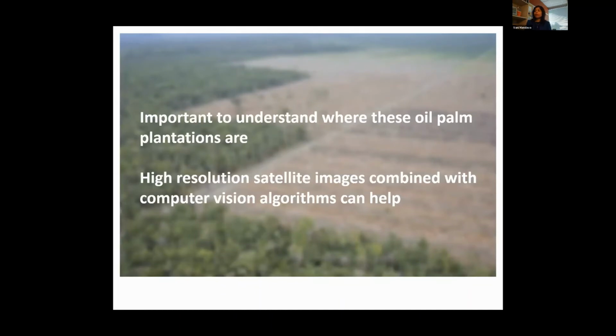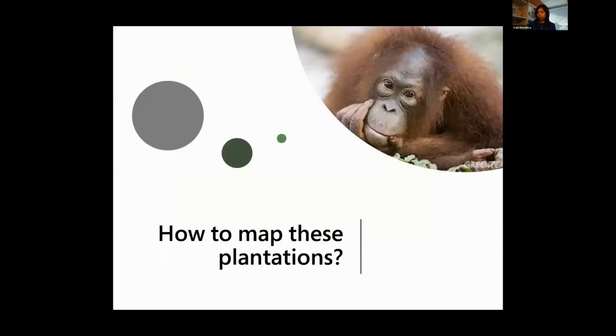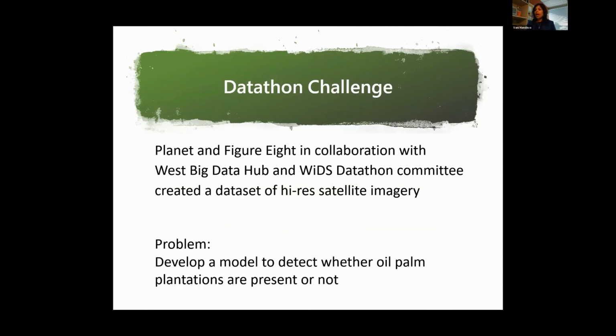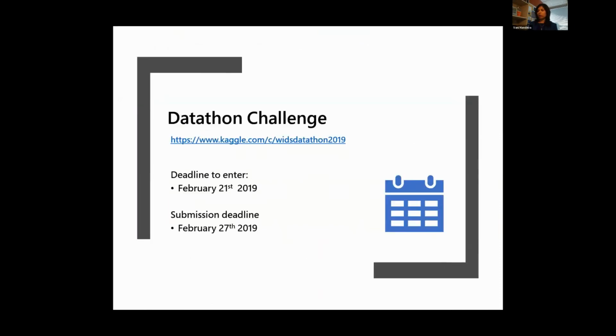So it's important to understand where these oil palm plantations are, and high-resolution satellite images combined with computer vision algorithms can help us do that. How do we map these plantations, though? Planet and Figure 8, which are two different companies, in collaboration with the West Big Data Innovation Hub and the WiDS Datathon Committee, have created a data set for this challenge of high-resolution satellite imagery. The problem that you have to solve in this challenge is to develop a machine learning model that will detect whether or not an oil palm plantation is present in these images. And we'll go into a lot more detail about what kind of images these are.